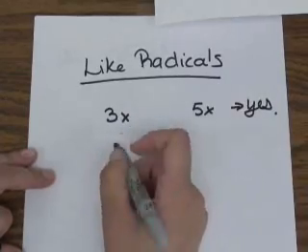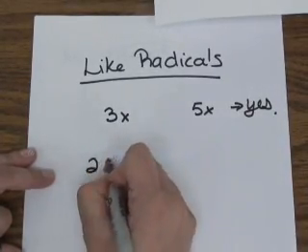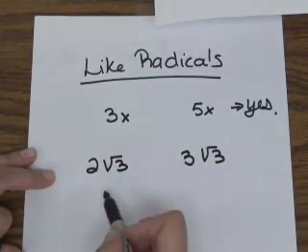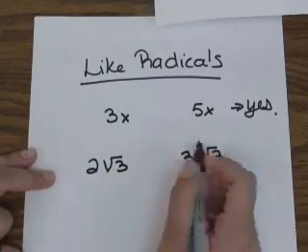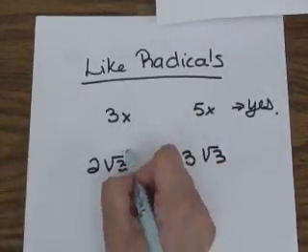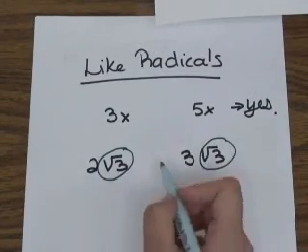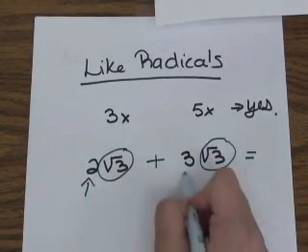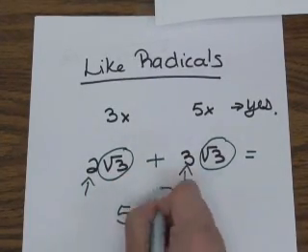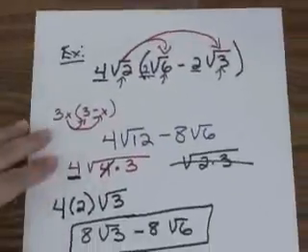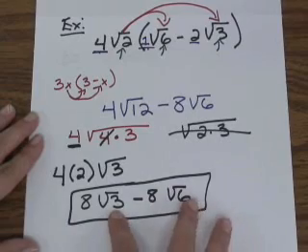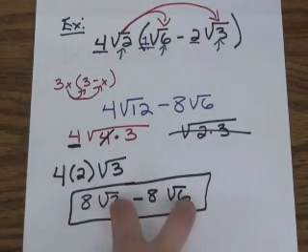Now when we look at radicals, in order for radicals to be alike, they have to have the same number underneath the radical sign. So in this case, 2 square root of 3 and 3 square root of 3 are like radicals because they both have the square root of 3. So if I put a plus sign here, my final answer would be 2 plus 3, which is 5 square root of 3. So now that we know what a like radical is, when we go back to that problem we were looking at, 8 square root of 3 minus 8 square root of 6, these are not like radicals because there are different numbers underneath the symbol here.